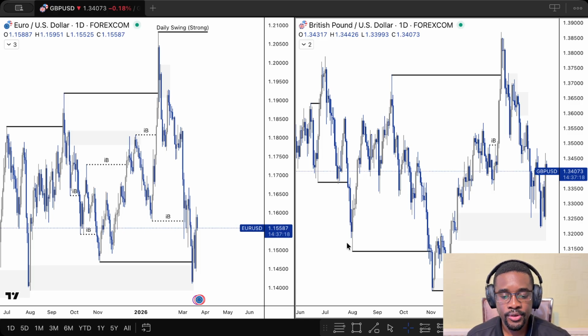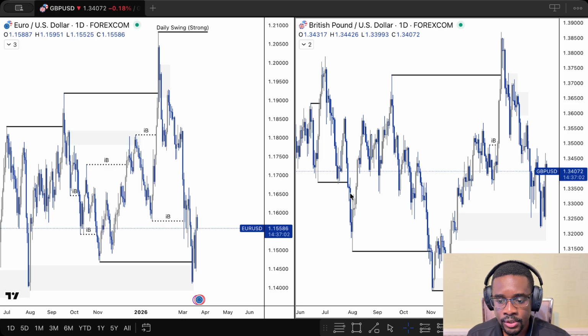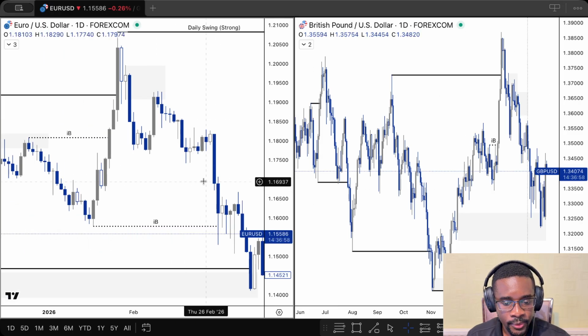Welcome to the Working Trader, where we look at the Euro USD and GBPUSD and come up with trade ideas for the day, if there are any. So let's jump right into Forex Factory. Let's look at the news. And today is a Friday, and we do not have any high impact news on the USD or the GBPUSD. So let's jump right onto the charts, look at what happened yesterday and what we can expect going forward.